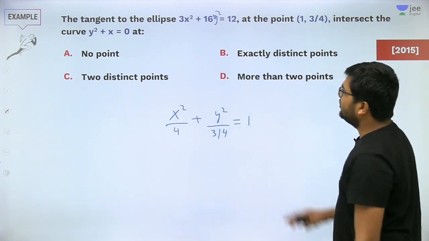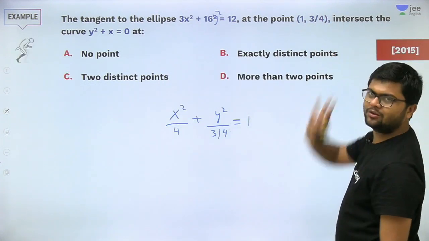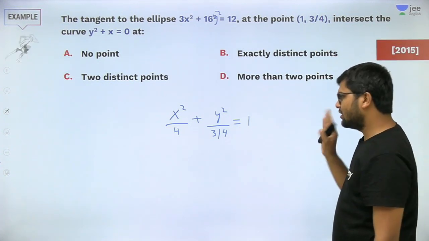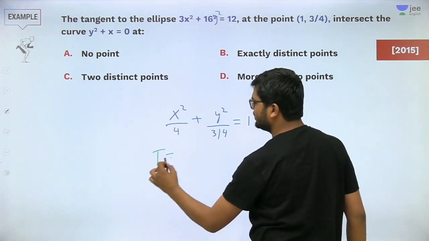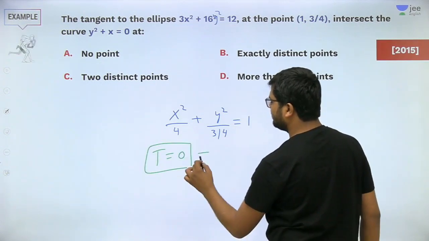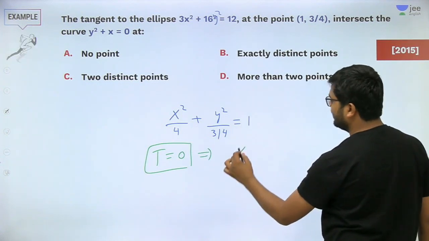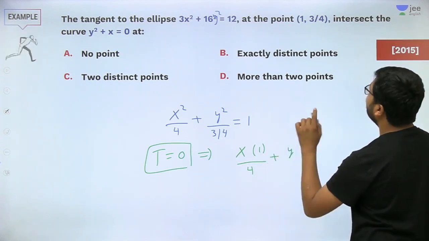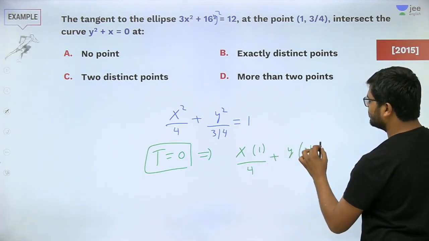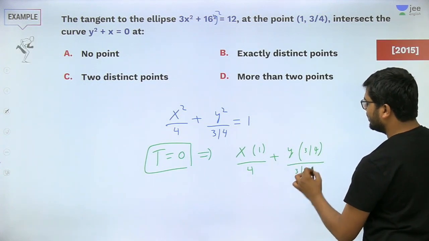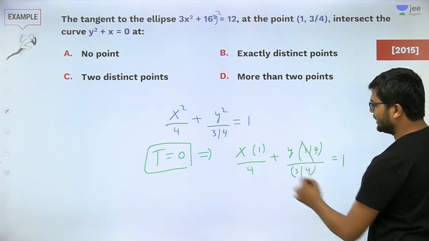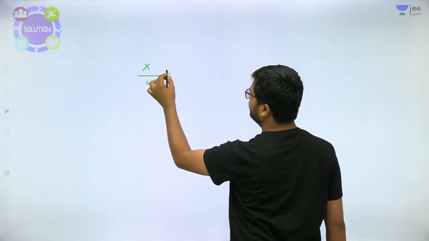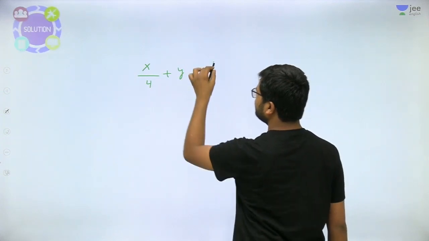Now equation of tangent at this point 1 comma 3 by 4, which is the point of tangency. Yes or no? So the equation of tangent from the point of tangency is T equal to 0. So the equation will be x into 1 upon 4, plus y into 3 by 4 upon B square, which is 3 by 4, equal to 1. So 4 and 4 cancel out each other. Equation of tangent will come out to be x by 4 plus y equal to 1.